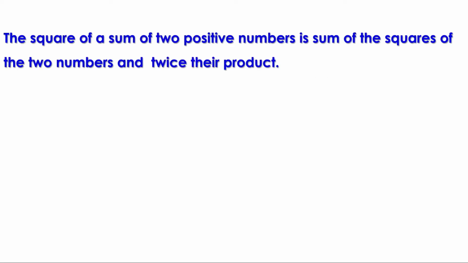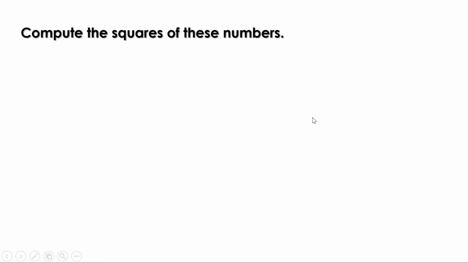The square of a sum of two positive numbers is the sum of the squares of the two numbers and twice their product, or (a + b)² = a² + 2ab + b². We have learned this identity in the last video and done some problems using it. There were some homeworks. Compute the squares of these numbers. First one 52, second one 105, third one 20 and a half, and fourth one 10.2.